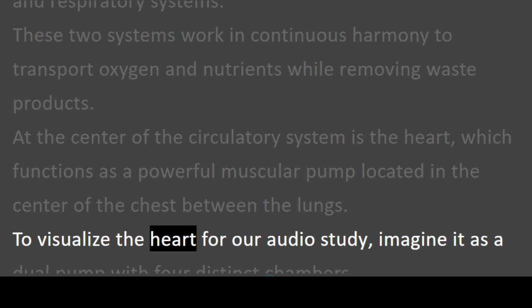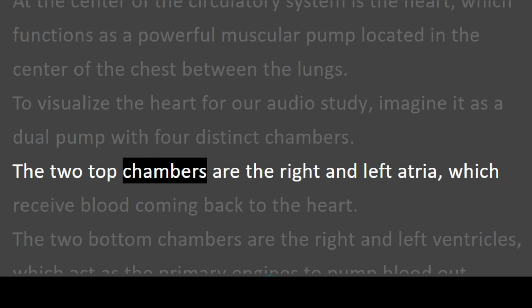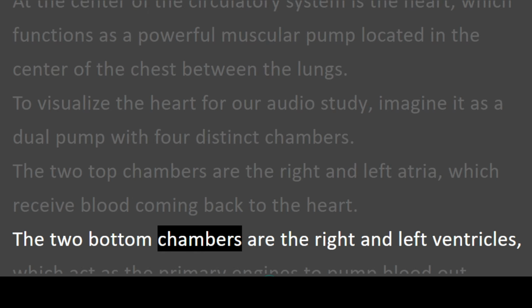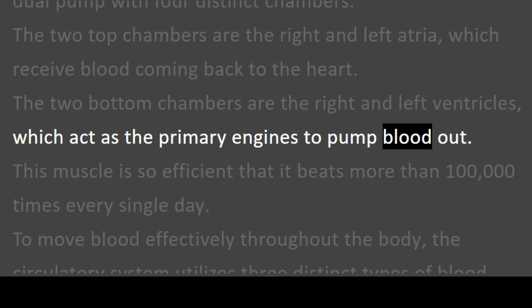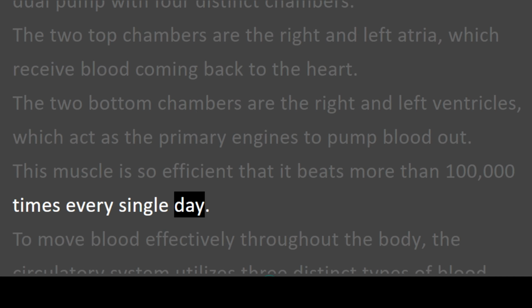To visualize the heart for our audio study, imagine it as a dual pump with 4 distinct chambers. The 2 top chambers are the right and left atria, which receive blood coming back to the heart. The 2 bottom chambers are the right and left ventricles, which act as the primary engines to pump blood out. This muscle is so efficient that it beats more than 100,000 times every single day.